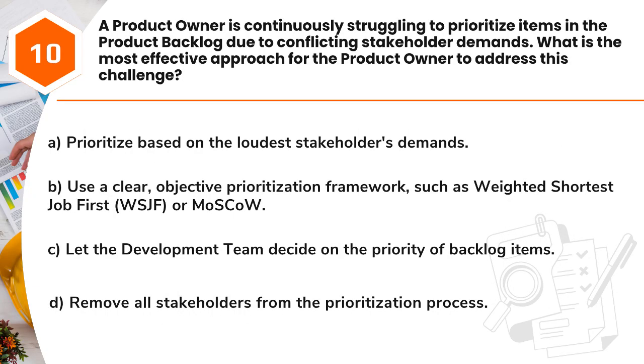Question 10. A product owner is continuously struggling to prioritize items in the product backlog due to conflicting stakeholder demands. What is the most effective approach for the product owner to address this challenge? A. Prioritize based on the loudest stakeholders' demands. B. Use a clear, objective prioritization framework, such as weighted shortest job first, WSJF, or MoSCoW. C. Let the development team decide on the priority of backlog items. D. Remove all stakeholders from the prioritization process.